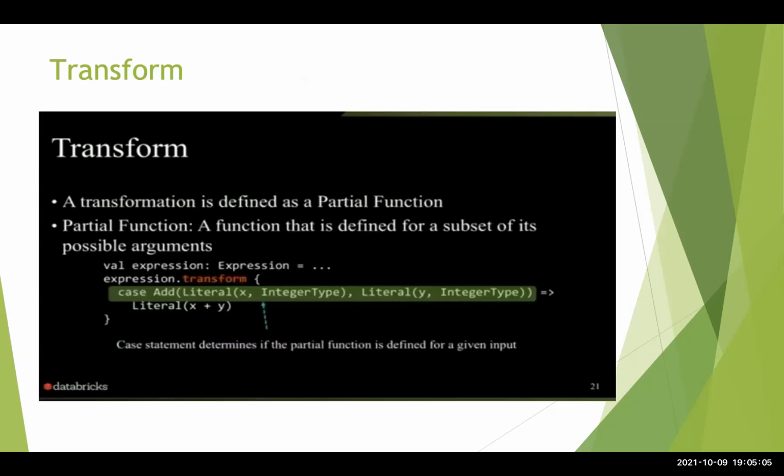And now a transform is defined as a partial function. We discussed that, correct? A partial function is a function that is defined for a subset of its possible arguments. Like in this case, a tree: we are applying a pattern on that tree, and wherever the pattern is matching, the transformation happens over that. That's why it's called a partial function, correct? We discussed this case statement. The case statement determines if the partial function is defined for the given input. You have a tree given to it, and it just validates whether it matches or not. This highlighted in green is the match: the tree has that pattern or not, right? So that's what it is saying.